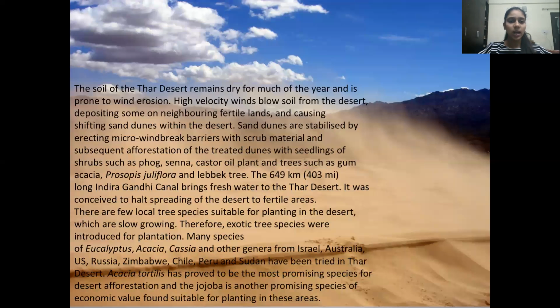The soil of the Thar Desert remains dry for much of the year and is prone to wind erosion. High velocity winds blow soil from the desert, depositing some on neighboring fertile lands and causing shifting sand dunes within the desert. Sand dunes are stabilized by electric micro windbreak barriers with scrub materials and subsequent afforestation of the threatened dunes with seedlings of shrubs.